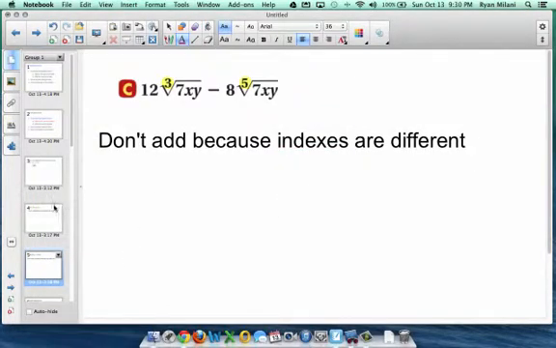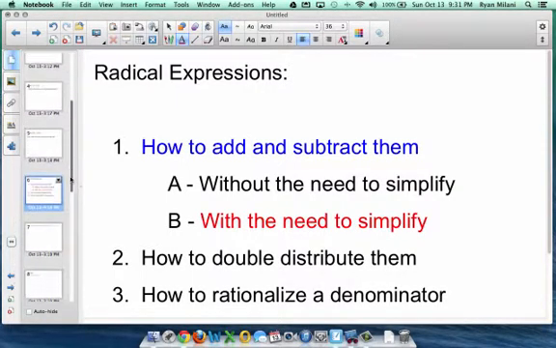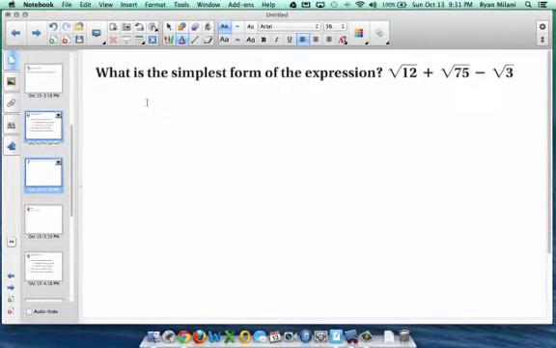Okay, so that's the basics of adding or subtracting. To review, you can add or subtract them so long as the indexes match and the radicands match, and when you do that, you simply just add up your coefficients. So, adding and subtracting should be that simple. Next, we're going to look at how to add and subtract them with the need to simplify. So, I'm going to look at an example where I have to simplify. The question looks a little bit different, but nothing's really changed.